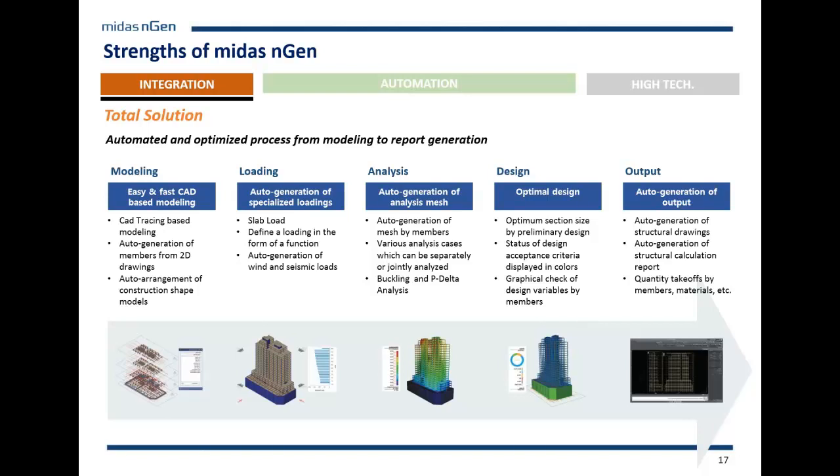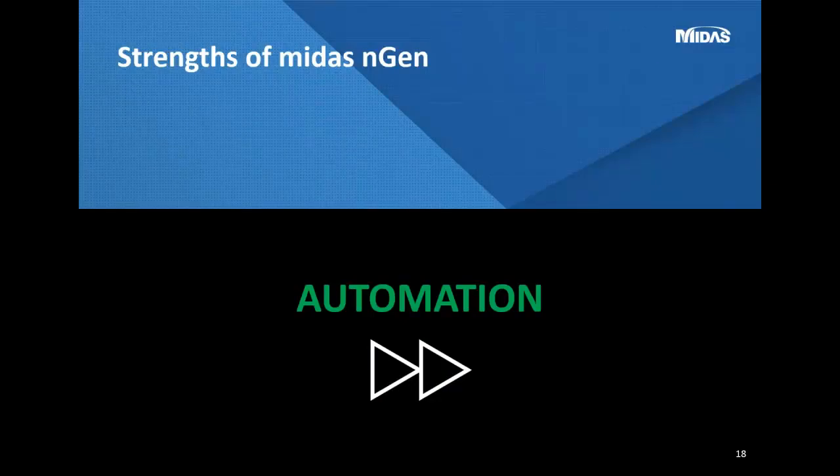You can have loadings automatically generated for slabs and lateral loads as well, like wind loads and seismic loads. Then we have analysis, which can perform buckling and P-delta analysis. You can perform optimal design and get an output generated in the form of Word files and drawing files. So it's a one-stop solution. Let's look into the automation. To make your work easy and fast, there are several automated tools in MIDAS nGen.